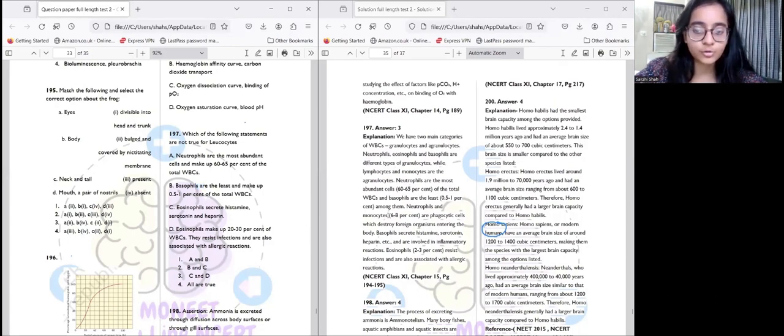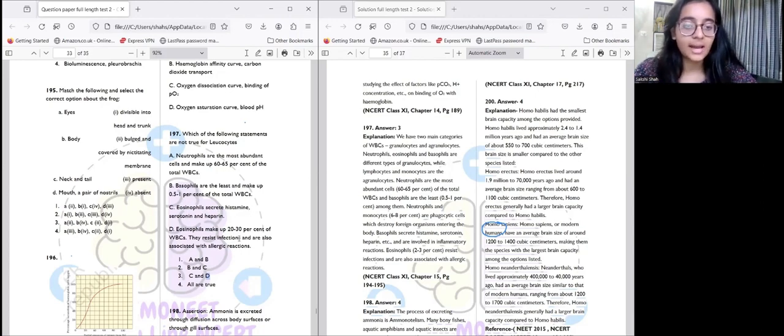Then what happens? Neutrophils and monocytes are phagocytic cells, which destroy foreign organisms. Correct. And eosinophils are 2 to 3%. So eosinophils are 2 to 3%. Here it's 20 to 30%. So this statement is definitely wrong. And D is wrong, it's in the third option. So option C and option D are wrong. Do eosinophils secrete histamine, serotonin, and heparin? No, they do not.